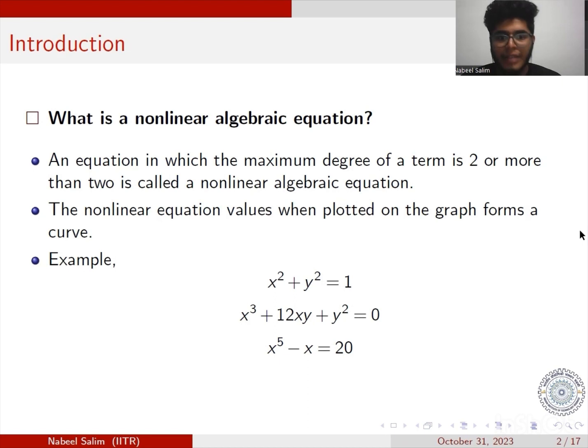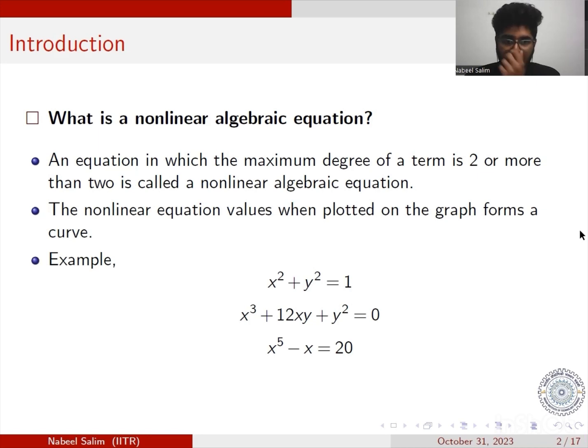Some examples of nonlinear algebraic equations are given here, like x squared plus y squared is equal to 1, which is an equation of a circle, and x cubed plus 12xy plus y squared is equal to 0. And similarly, x raised to 5 minus x is equal to 20. So these all are nonlinear algebraic equations.